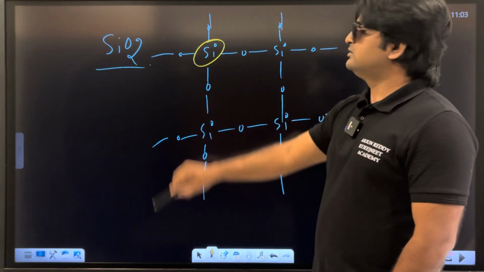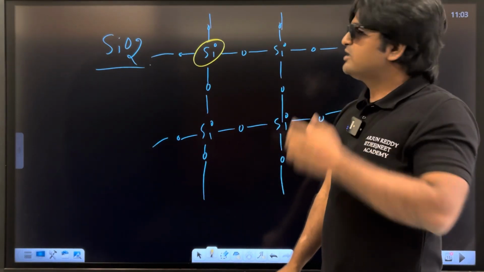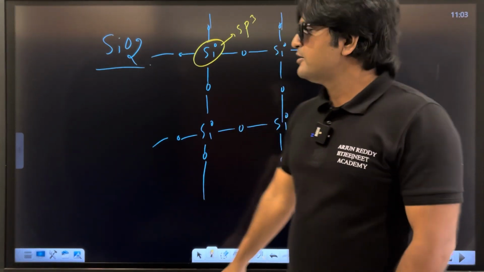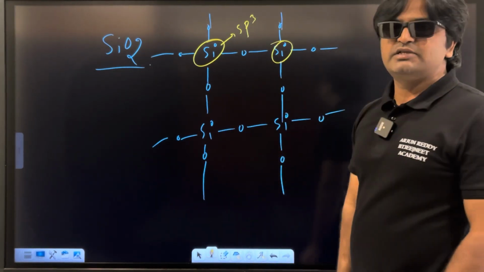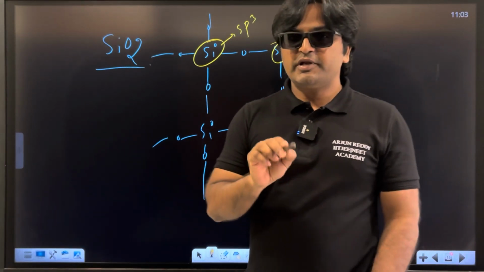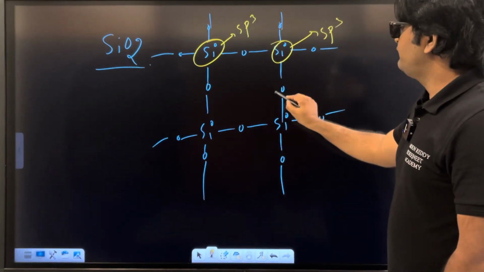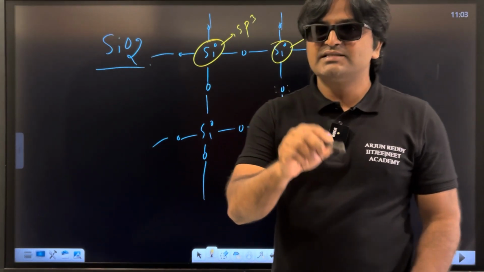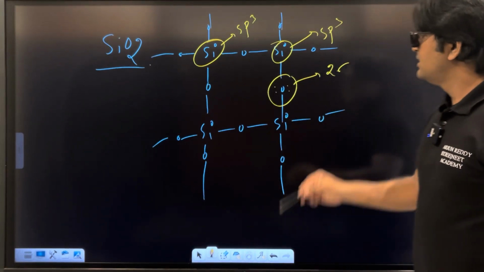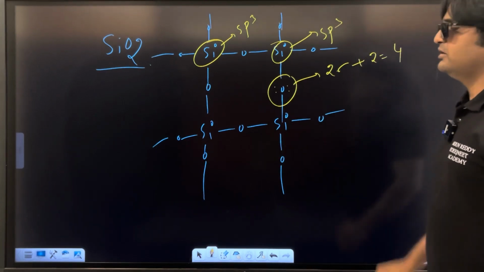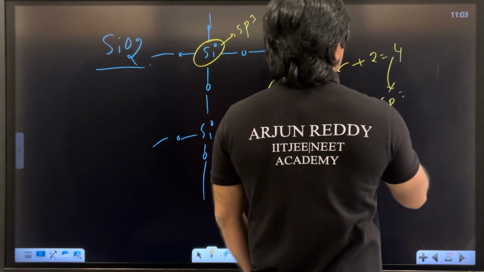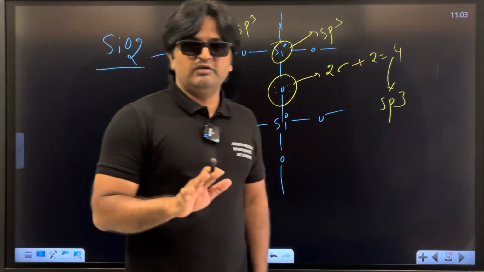Around each silicon, how many sigma bonds are there? 4 sigma bonds. Then what is the hybridization of each silicon? sp3. Every silicon hybridization is sp3 because of the presence of 4 sigma bonds. Next, if you want to give hybridization of oxygen, around this oxygen atom, how many sigma bonds are present? 2 sigma bonds. Plus how many lone pair? 2 lone pair. What is the number? 4. 4 is nothing but what hybridization? sp3 hybridization.